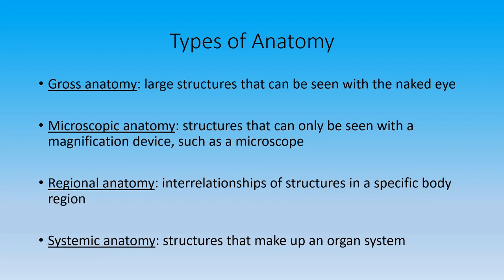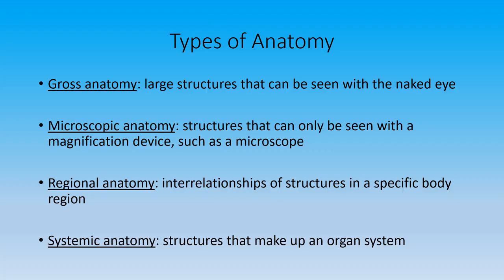Now, there's different types of anatomy. First off, there's gross anatomy versus microscopic anatomy. Gross anatomy, you're looking at things that you can see unassisted. You see it with the naked eye. So you're talking about, you can see your arm, you can see a bone, you can see the eye, the ear, etc. So gross anatomy is looking at large things.